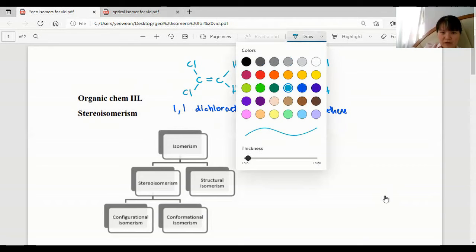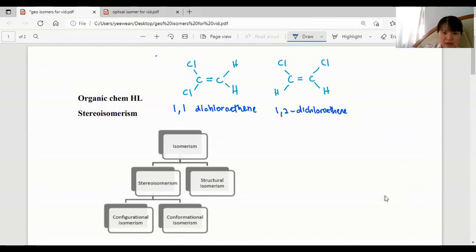Okay, but now that we've learned about shapes in IB level, we know that if this has 3 bonded pairs of electrons, remember double bond, we treat them as 1 bond pair. So 3 bond pairs, that makes it trigonal planar. So these are 120 degrees, which means an ethene is flat, like that.